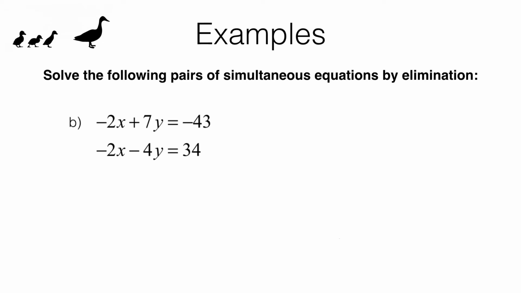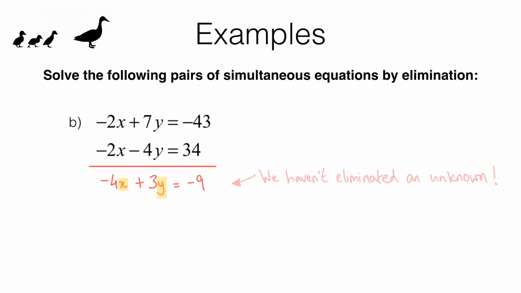Here's question B. We've got negative 2x plus 7y equals negative 43, and negative 2x minus 4y equals 34. And you will find if you add these two equations together, you do not eliminate any variable. In fact, what you would get on the left-hand side is negative 4x plus 3y. So we have x's and y's in that.